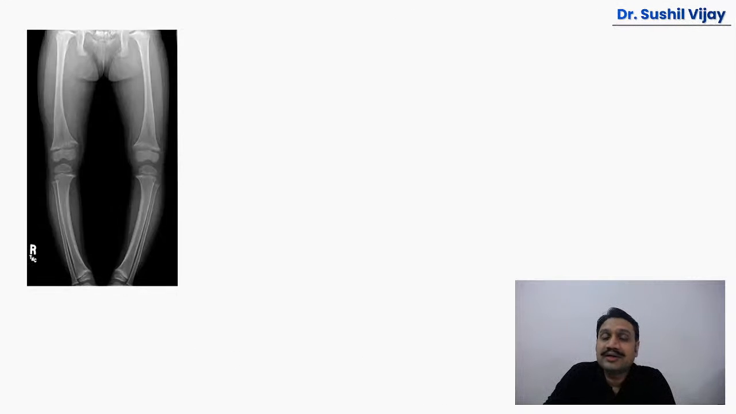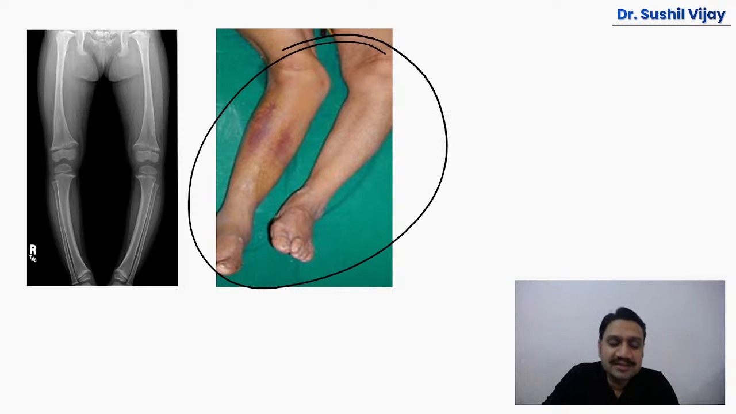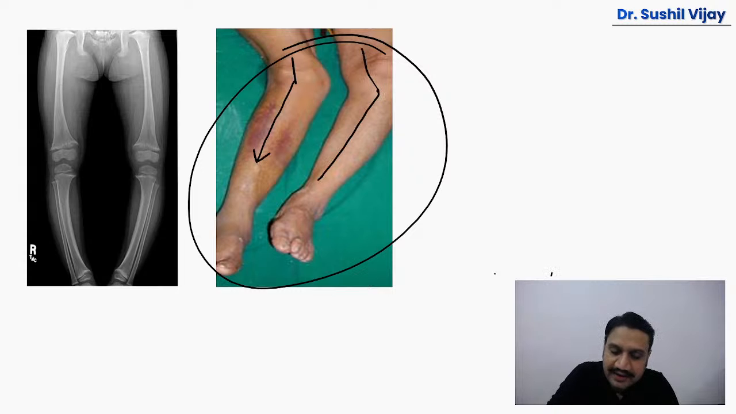Next one, when you go to rickets and scurvy, please remember what you see especially in the cases of rickets: a very classical deformity like this. Do you recognize this deformity? Can somebody say what deformity this is? Look at the right leg and the left leg. The right leg is showing you valgus deformity.